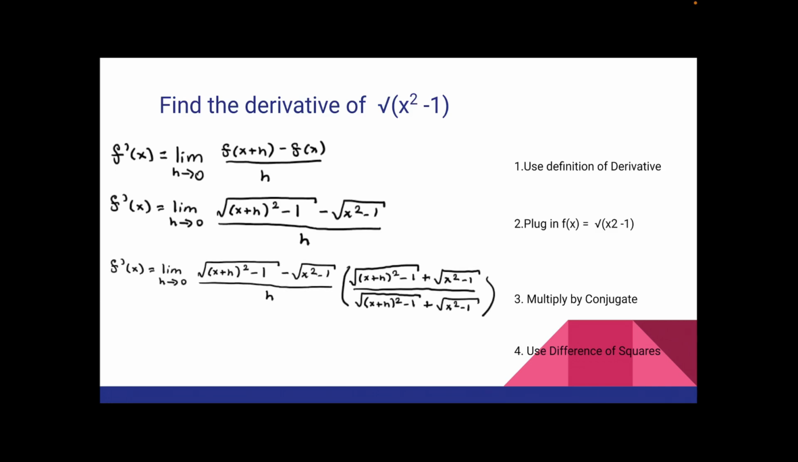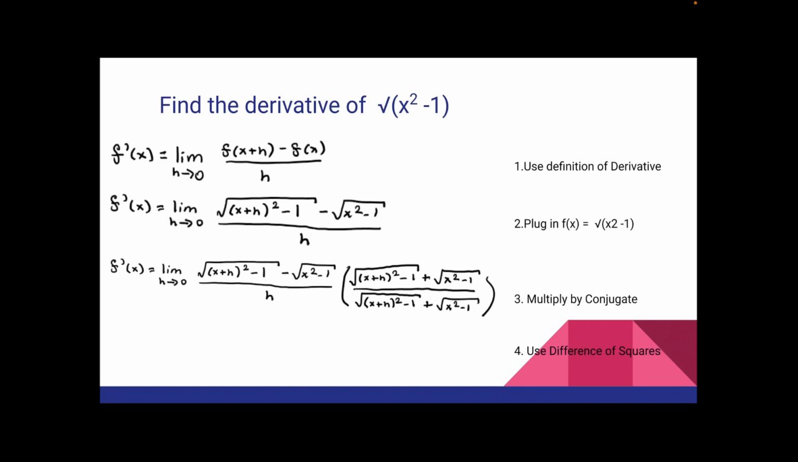In the last video, I said that techniques similar to rationalizing the denominator would be used, but it's actually more like rationalizing the numerator instead, since we want to manipulate the numerator such that we could factor an h term from it. So therefore, the conjugate would be square root of x plus h squared minus 1 plus square root of x squared minus 1.